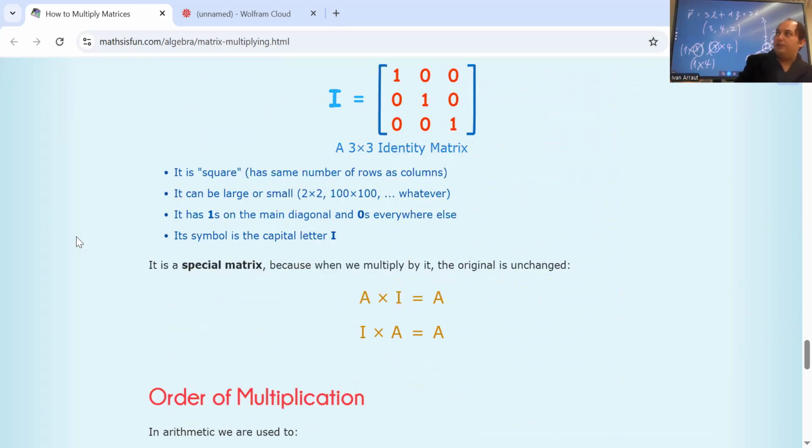Identity matrix is a matrix. It's a square. This is a 3 times 3 because it's 3 columns, 1, 2, 3, and 3 rows. Or 3 rows, 3 columns. The diagonal is 1. The non-diagonals are zeros. If you multiply any matrix by the identity, you obtain the same matrix. So the identity matrix is equivalent to the number 1, like the unity in the world of matrices.